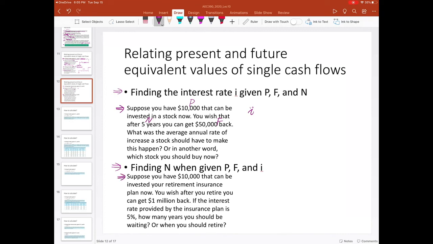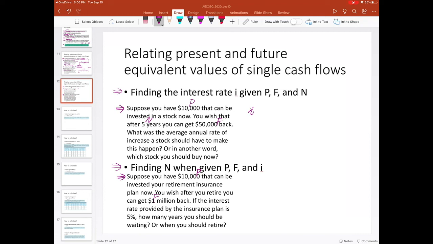So an example could be, suppose you have 10,000 that can be invested in your retirement insurance plan, right? So we all invest in our retirement plan because we want to have some money back in the pocket after we retire, right? So the 10,000 is some money you can invest now. That's your P. And you wish after you retire, well, you don't know when to retire. You don't know how long it's going to be. But after you retire, you want to get 1 million back. Ooh, that's a big number. So that's your future value.